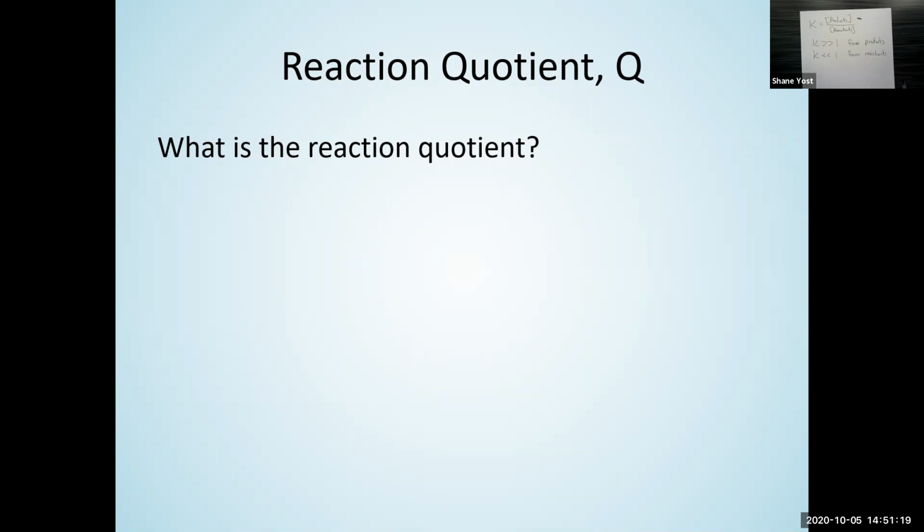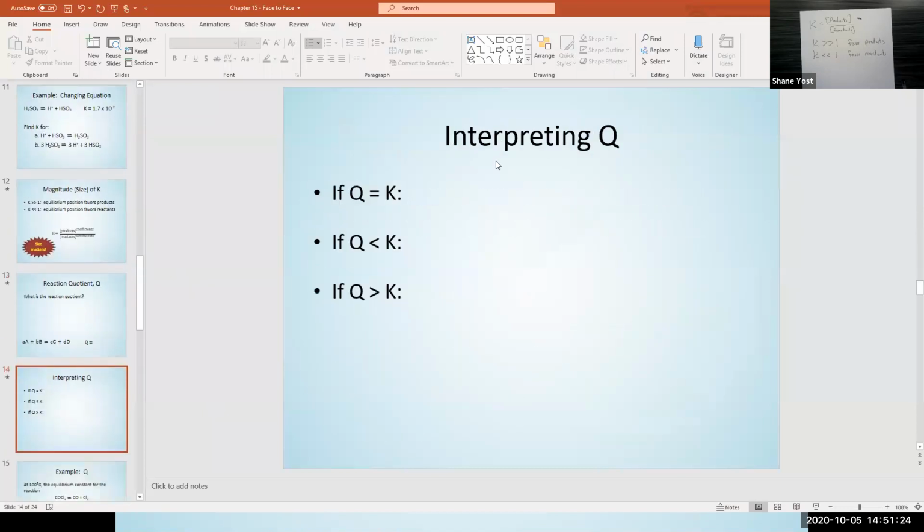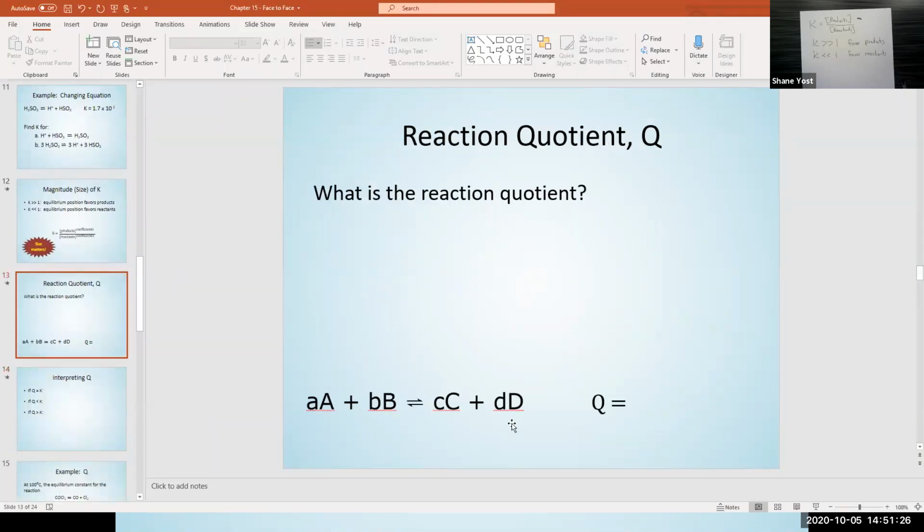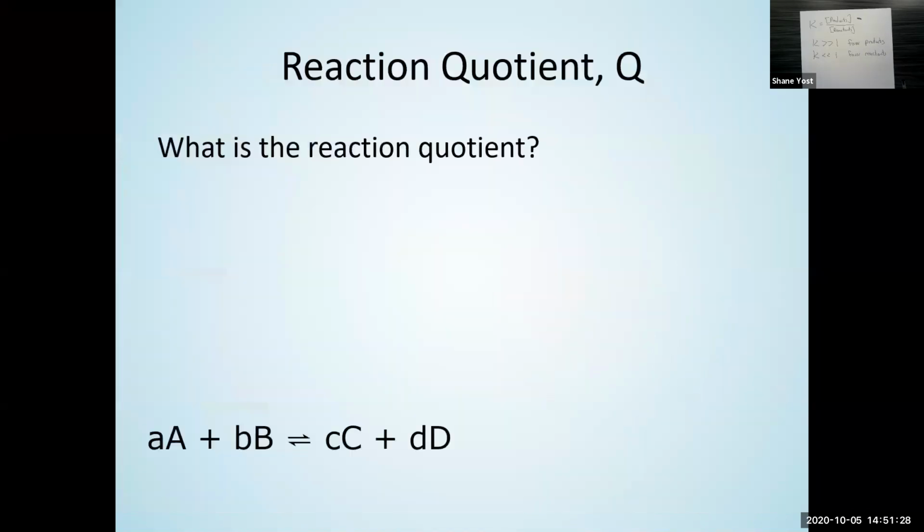If I had an equilibrium reaction, I already have one typed up. So if I have this equilibrium reaction down below, the lowercase letters here represent coefficients, and the capital letters represent the chemical species. So how would I write out Q for this equilibrium reaction?